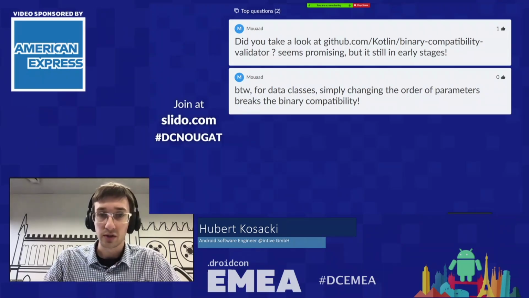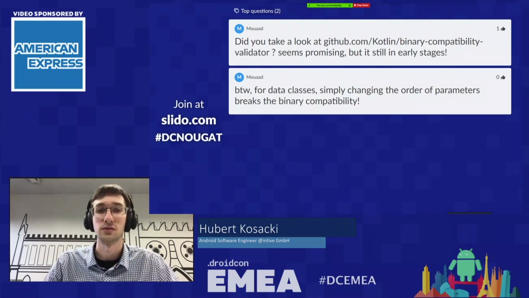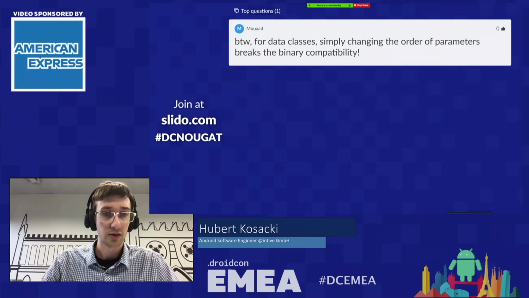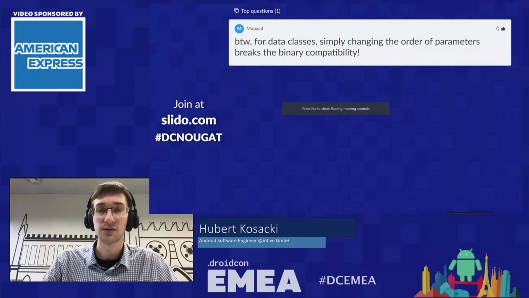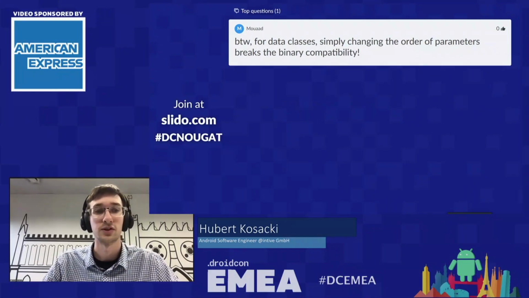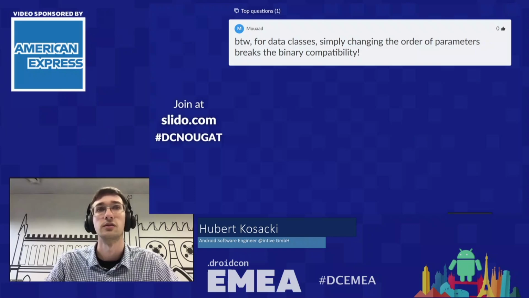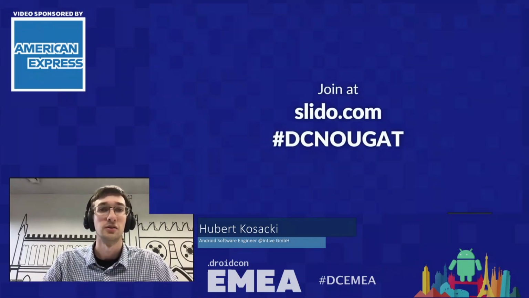Another question: did you take a look at the Kotlin binary compatibility validator? Seems promising, but it's still in early stages. No, to be honest, I wasn't aware of this, but thanks for pointing it out. I think I'll definitely need to have a closer look. Okay, and the last thing: for data classes, simply changing the order of parameters breaks binary compatibility. When declaring the data class, yes, just as I have mentioned for the destructuring declaration, the proper component functions will start to point to other values, and yes, you're right. So if I wasn't explicit enough, then yes, you're right.